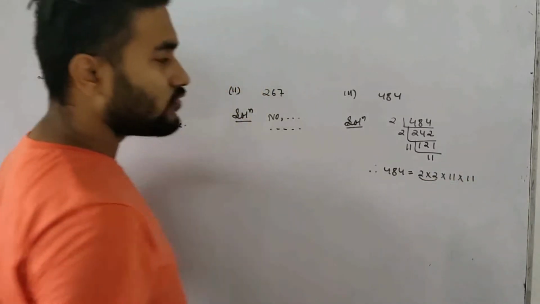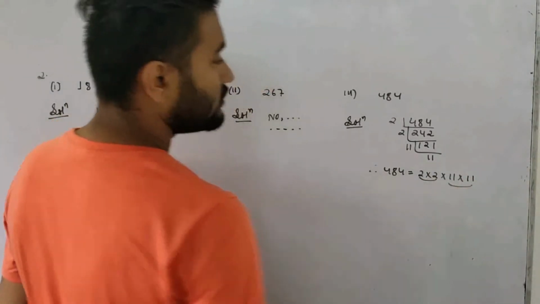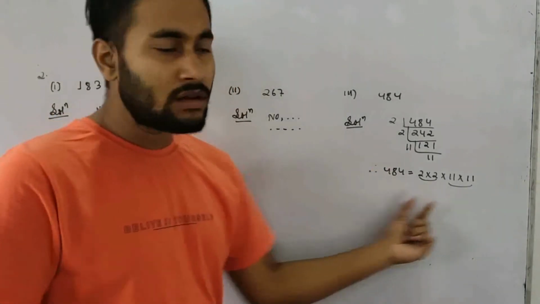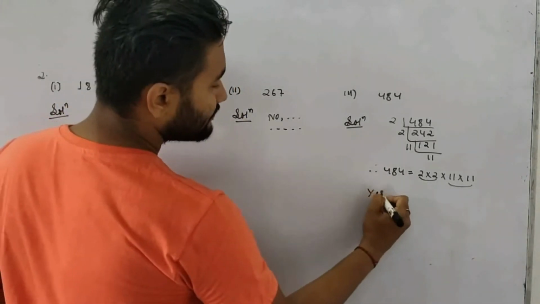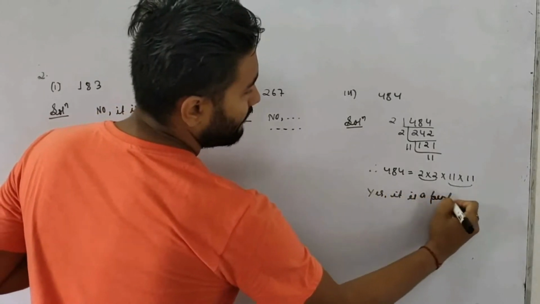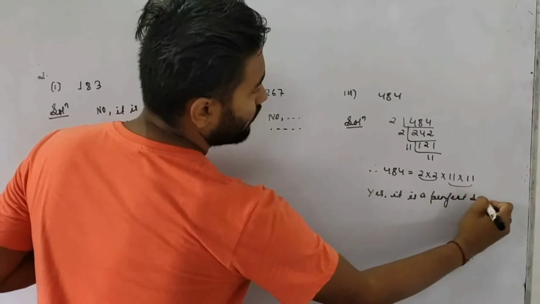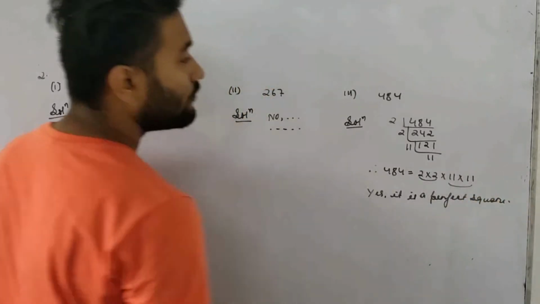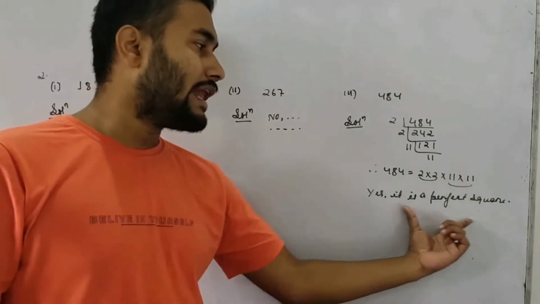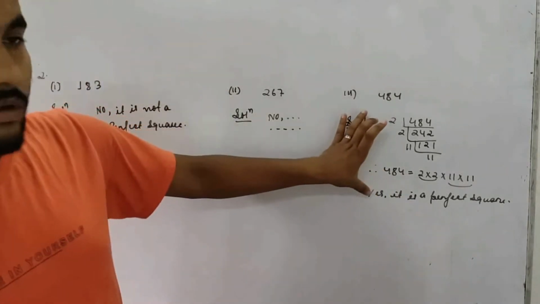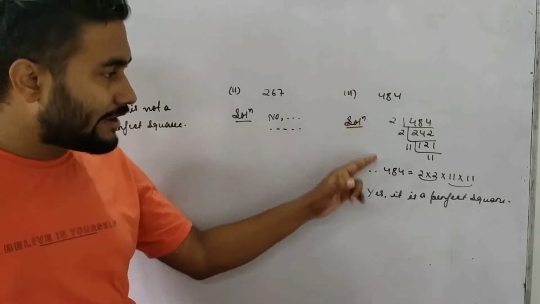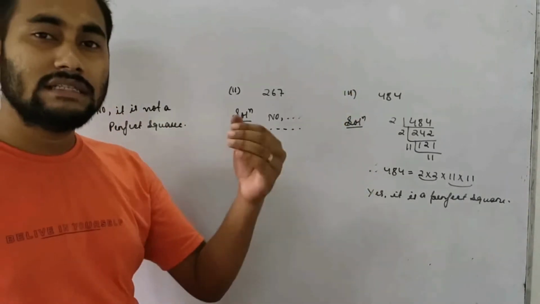So you see, 2 is in pair, 11 is also in pair, both are double. So your answer will be: yes, it is a perfect square. Now if you have memorized and know it is 22 square, you directly write the line, yes, it is a perfect square. No need to show this. Only those students who don't know that it is 22 square have to find it this way. But it is easy if you memorize.